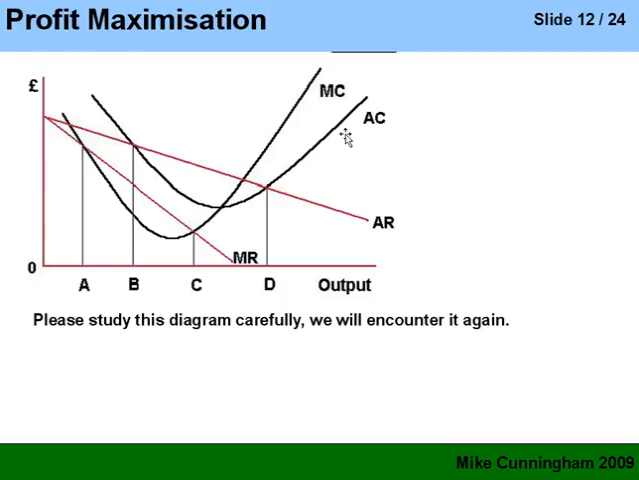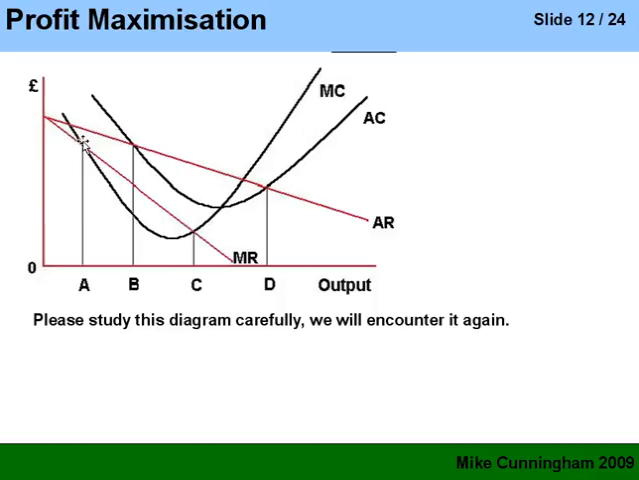So that's our average cost, and that's our marginal cost. Now, our average revenue is this straight line here, we'll assume. So if we say average revenue is a straight line, then marginal revenue has twice its gradient, and it starts at the same point. You can see here from the diagram that there are two points where marginal cost is equal to marginal revenue, here and down here.